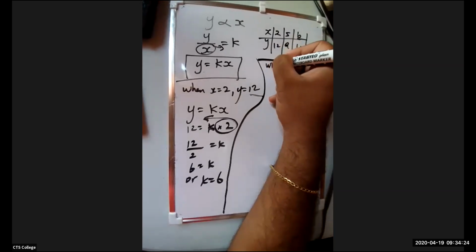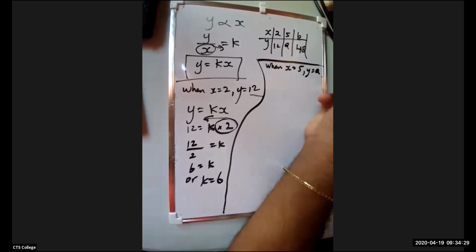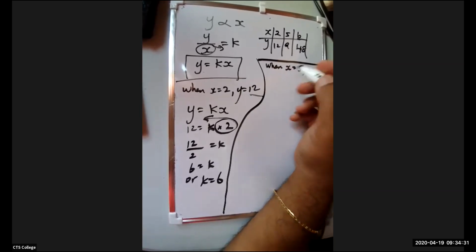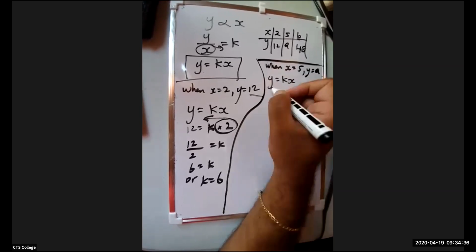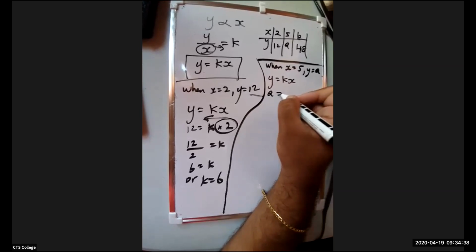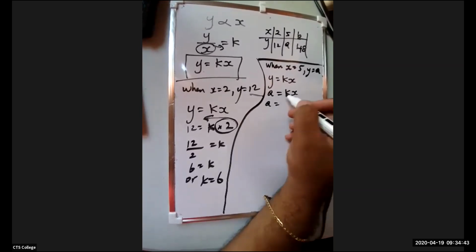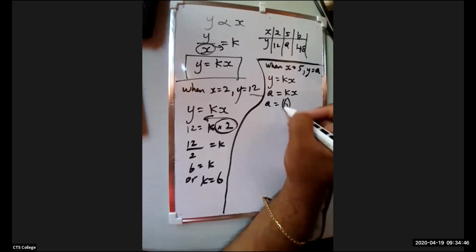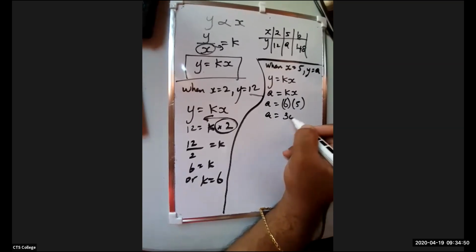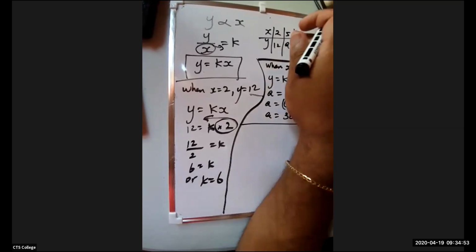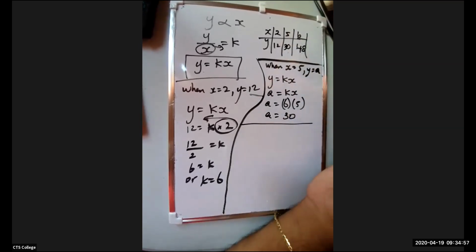So when x is equal to 5, y is equal to A. Now we know y is equal to kx. And in this case, y is A, and of course, kx. So k we know is 6, we just found it out. And x in this case is 5. And 6 by 5 is 30. So the value of A is 30. So we can put 30 here now. I hope you all got 30 for the answer.